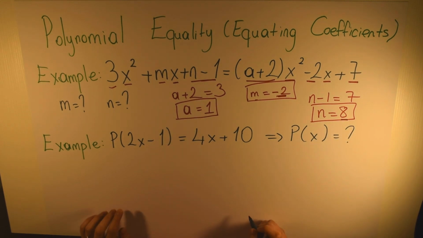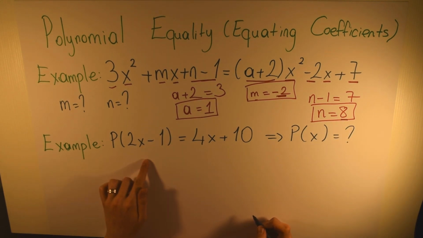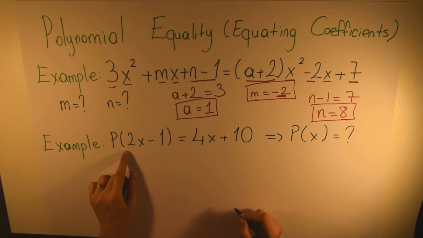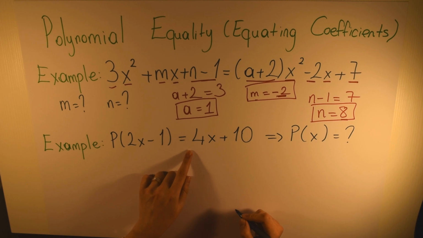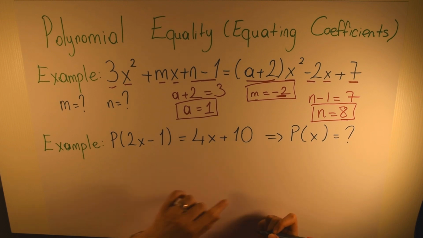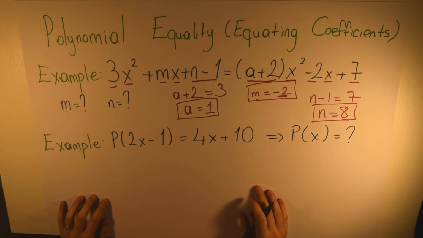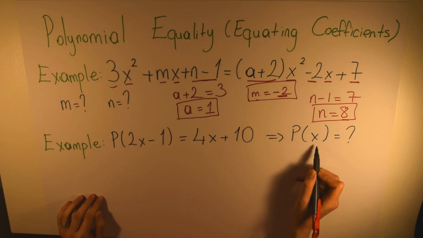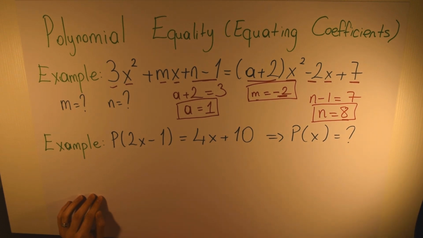Let's continue with another example. This is a bit different from this one. So here we have P(2x minus 1) is equal to 4x plus 10 and P(x) is asked. So here we have P(2x minus 1), right? And P(x) is asked. So there are actually two ways here you can solve this question.